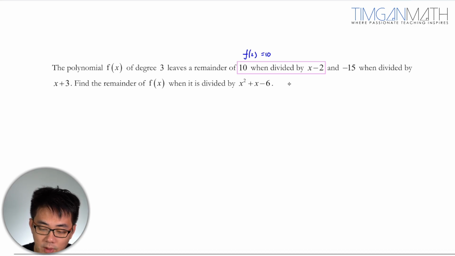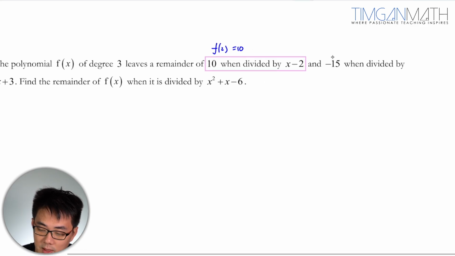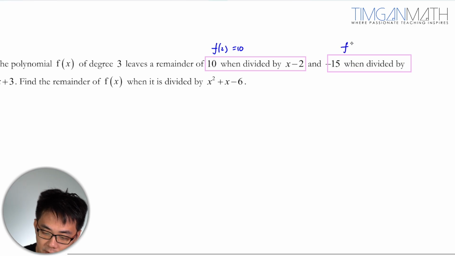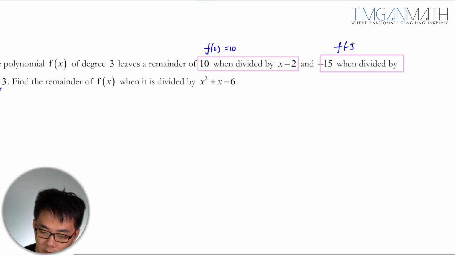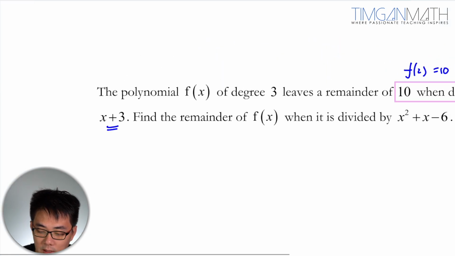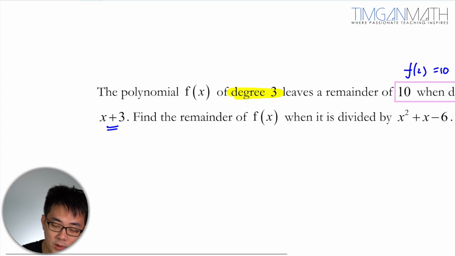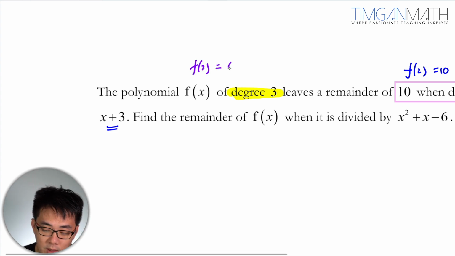And negative 15 when divided by x plus 3. So the second statement tells us that f(-3) equals negative 15. Okay, that's great. Now take note, this is a degree of 3. Degree of 3 just means that this polynomial f(x) is of the form ax cubed plus bx squared plus cx plus d.